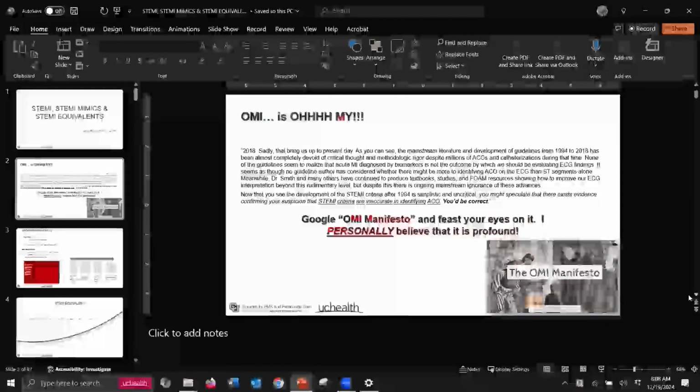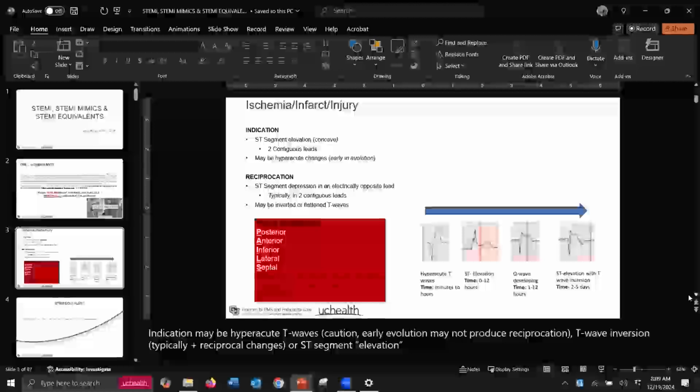Because it's where we go. We're not going to have to learn STEMI and STEMI mimics and STEMI equivalents. Well, maybe STEMI mimics, right? Because those are things that look like STEMIs, but they're not, okay? This is profound. I don't want to get into the weeds of the OMI manifesto, but you can certainly Google it and read it at your leisure. And I think it's going to be profound to you as well.